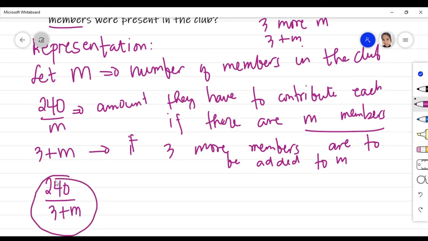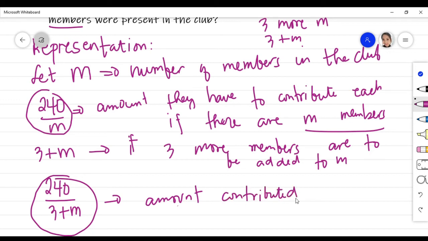This will be their new contribution. So this was their original, and this was their new contribution. This is actually lesser, right? This is lesser compared to this. So this is the amount contributed each if we have 3 plus M members of the club.